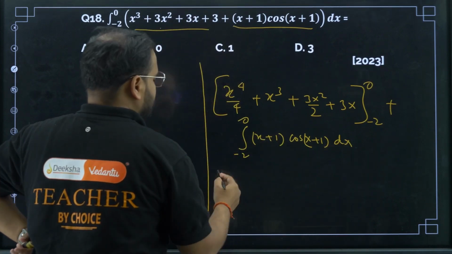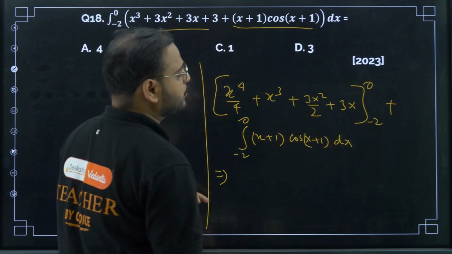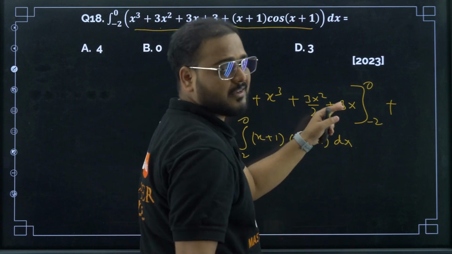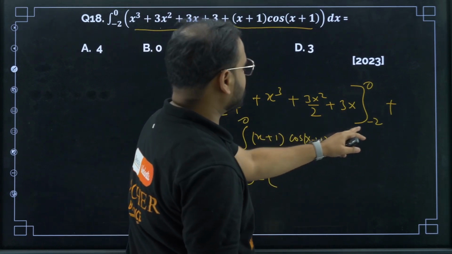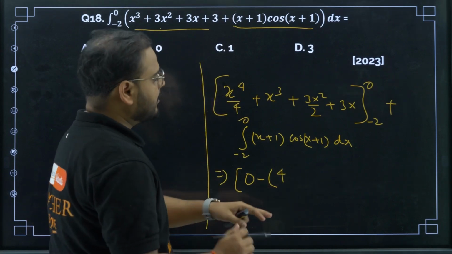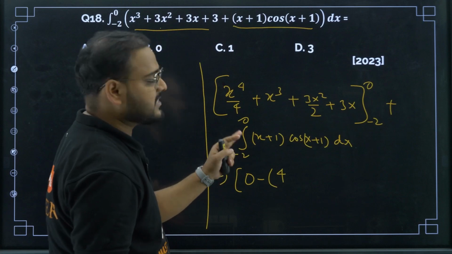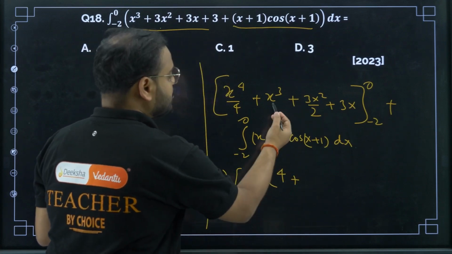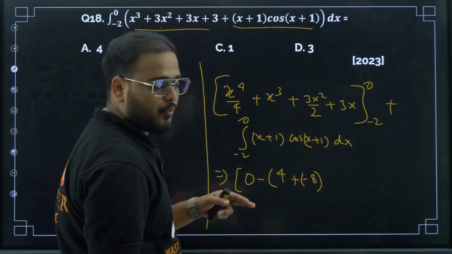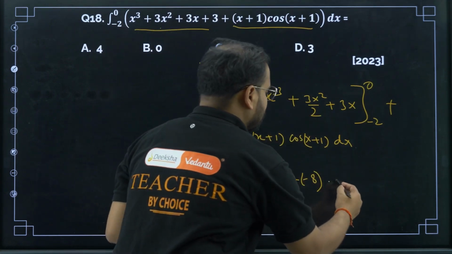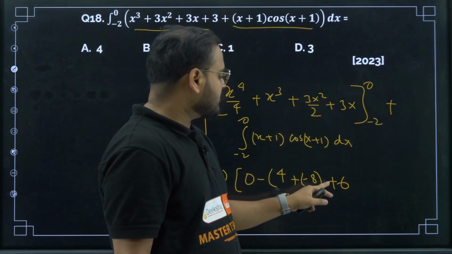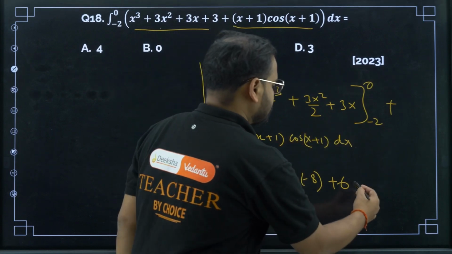Now let's check the substitution of the limits. I'll put 0 here, everything will be 0. Upper limit 0, so everything is 0, because x is there. 0 minus lower limit, please check it out. I'll put -2, it will become what? -2 power 4 is 16, 16 by 4 will be simply 4. Plus -2 power 3, so -8. Next, -2 square is 4, 4 times 3 is 12 by 2, so 6. Please check. 3 into -2, so -6.